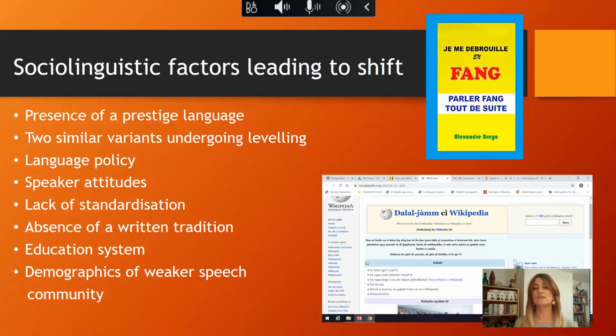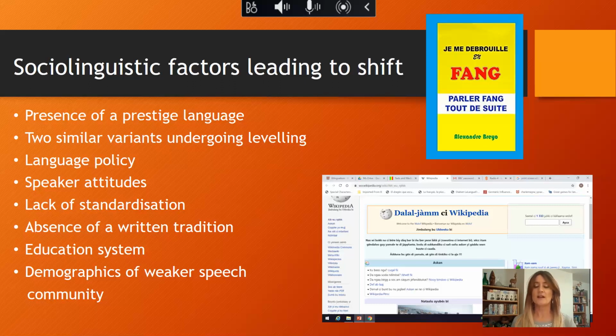You might have 2 similar variants undergoing leveling, so that is where 2 related languages start to resemble each other more and more, and then they will eventually become so similar as to actually become one language. So that means you've gone from 2 down to 1. Language policy, now this very often promotes monolingualism, especially when you have, say, in Gabon, a multilingual country with only 1 language which has been raised to official status, and it's not even a Gabonese language.